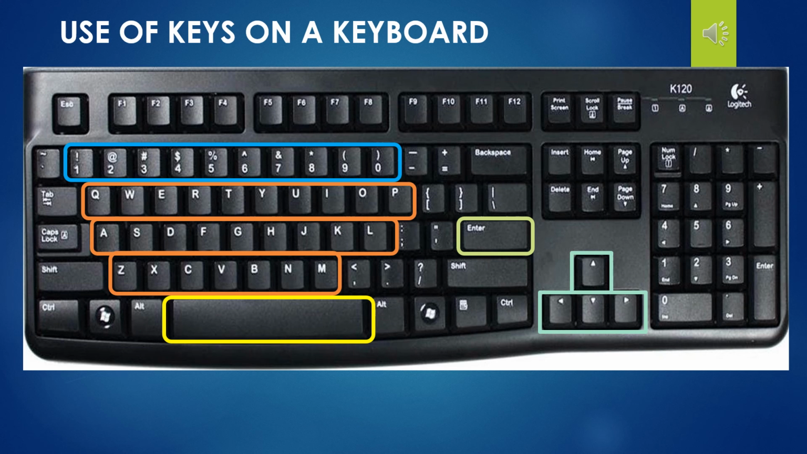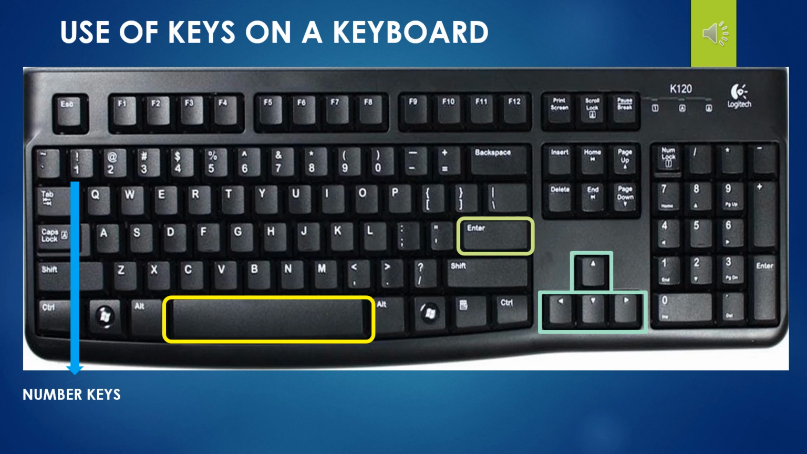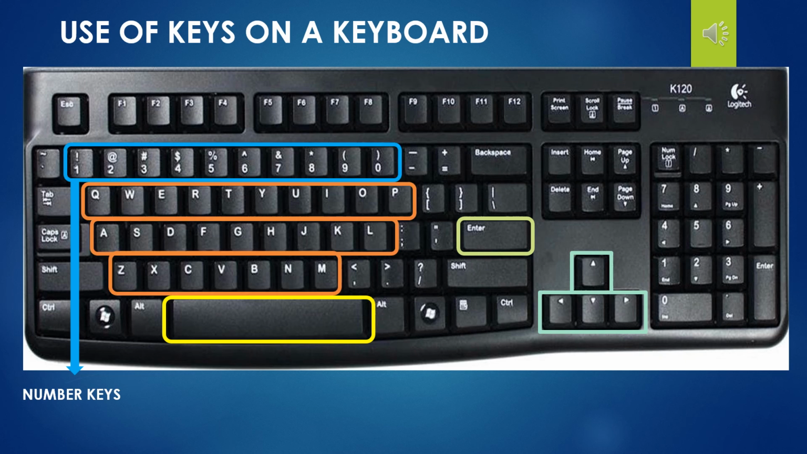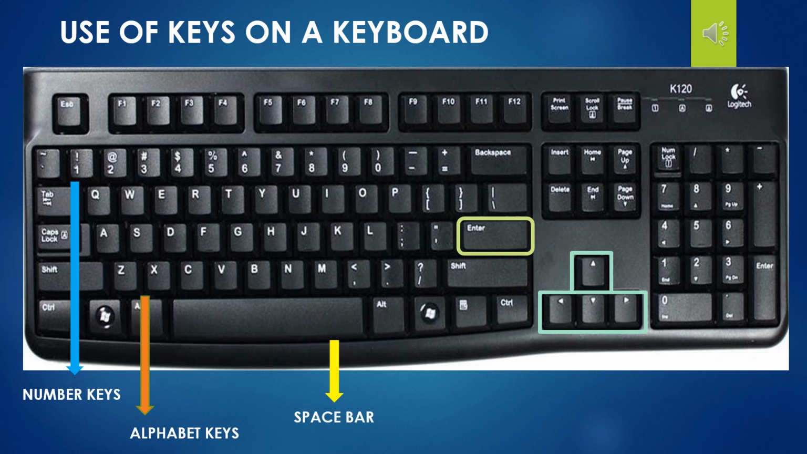So the keys from 0 to 9 are called the number keys. Then we have the alphabet keys. So there are 26 letters, right, in the English alphabet. So similarly, you have 26 keys which make the alphabet keys. We then have the longest key on the keyboard, which is called the space bar key.